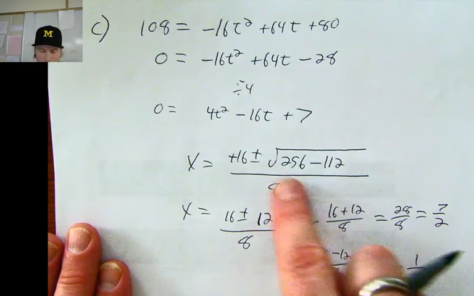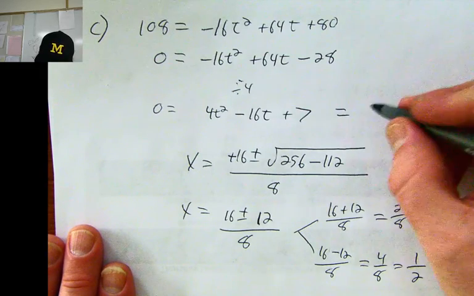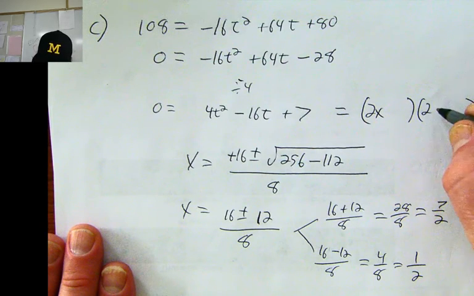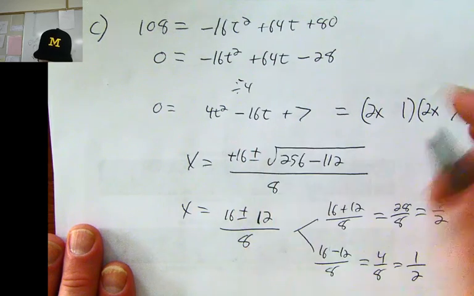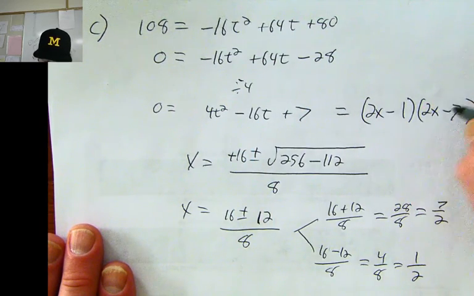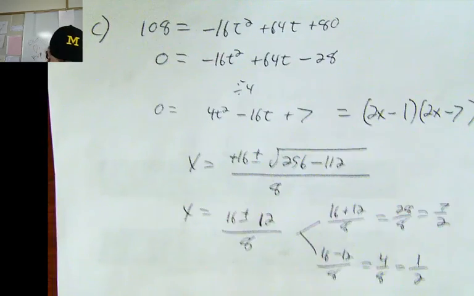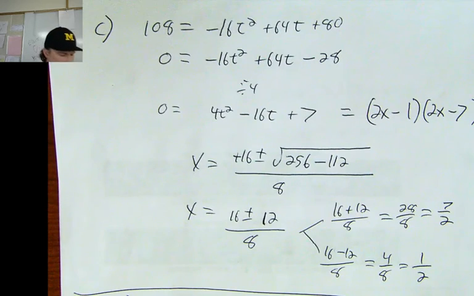I guess that means looking way back up here, it must have been factorable. Let's see, that would probably be 2t and 2t and a 1 and a 7. It's a minus and a plus, so they both have to be minus. Oh yeah, totally factorable. So I could have factored it, and then you'd have gotten 1/2 and 7/2 that way too. And that's actually how I'm going to solve part D. I'm not going to use the quadratic formula. I'm going to use factoring.